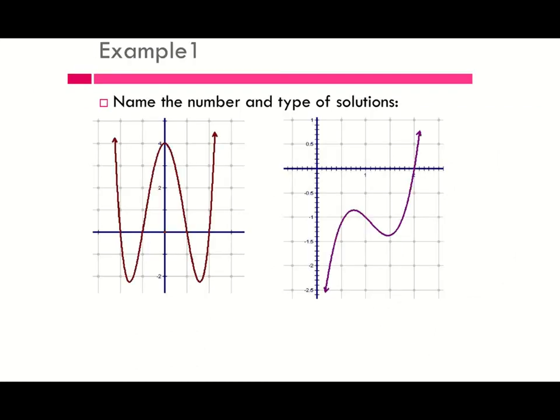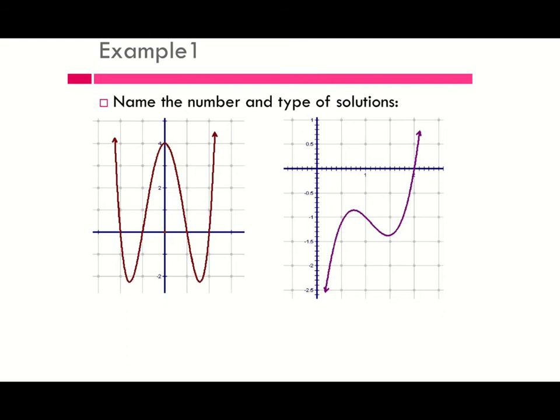So looking at some more concrete examples here, it says name the number and type of solutions. So if we look at our graph on the left, we see that it's our W shape. We have 3 turning points, so we know that this is going to be of degree 4 here. And if this is going to be of degree 4, we know we have to have 4 solutions.